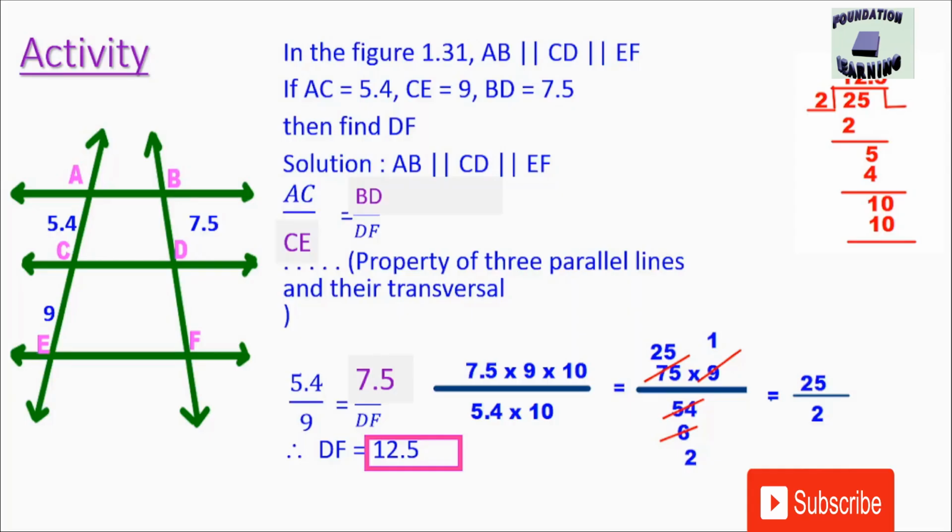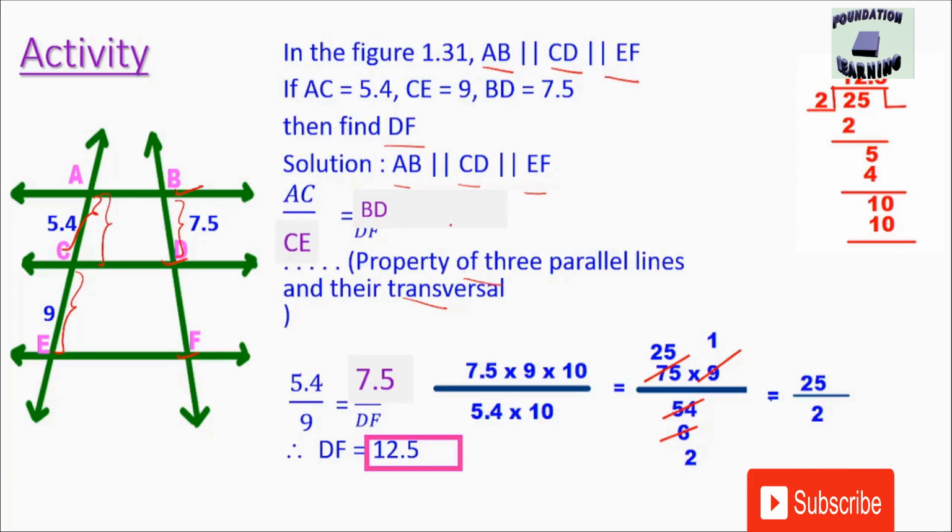Let's revise once again the activity. In the figure we have AB parallel to CD parallel to EF. AC is 5.4, CE is 9 and BD is 7.5. We have to find DF. So since AB is parallel to CD parallel to EF, therefore, by the property of three parallel lines, which sides will be in proportion?